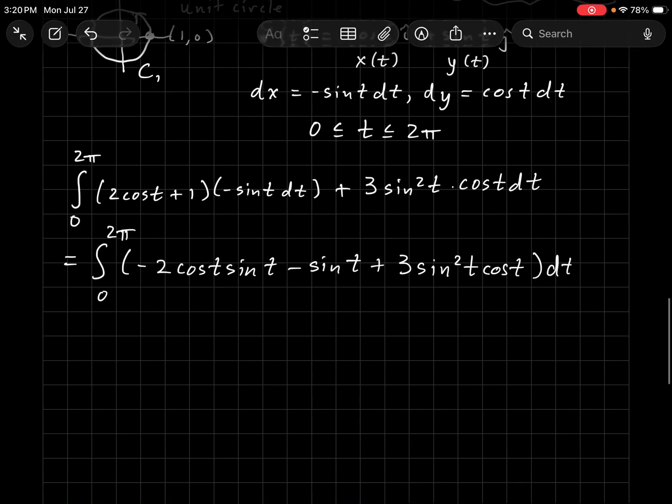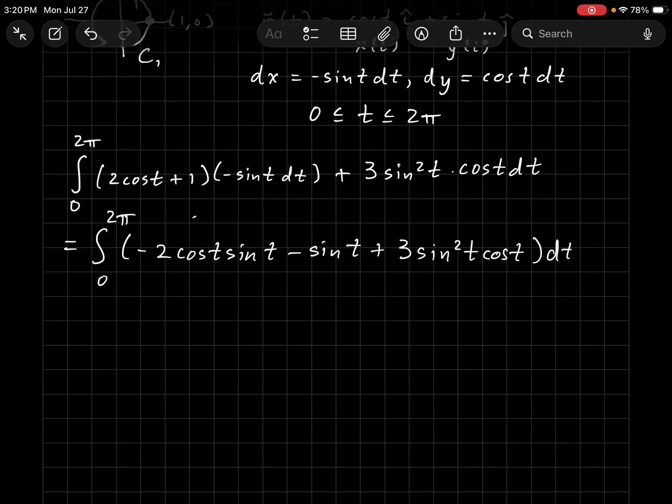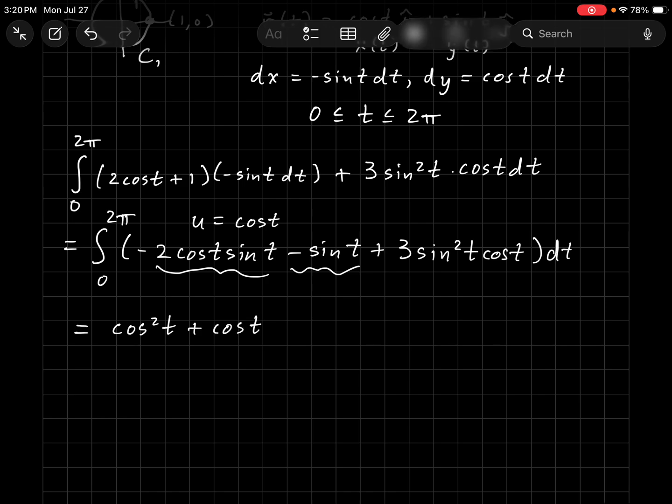Now we can integrate. I'm going to do some u subs. For the first one, just to show you what I'm thinking, I'll let u equal cosine t. So if u is cosine t, du is negative sine t. So this will end up being cosine squared t. The integral of negative sine t is cosine t. And for the last one, I'm doing a separate u sub where I let u equal sine t. So I would end up with sine cubed t.